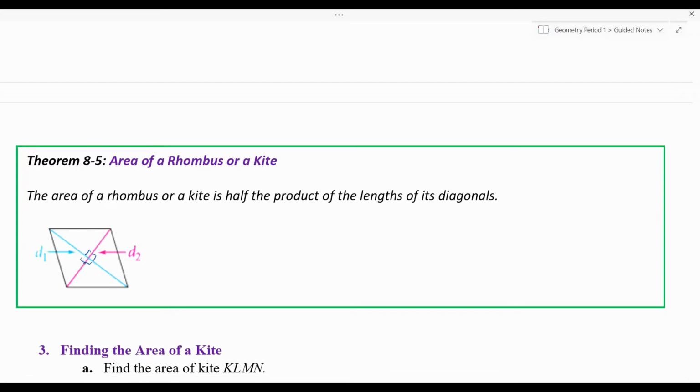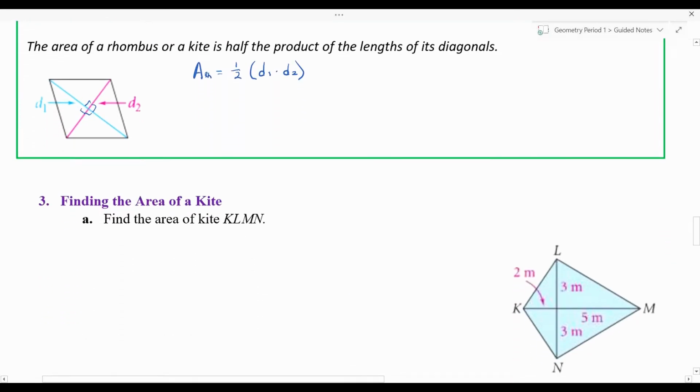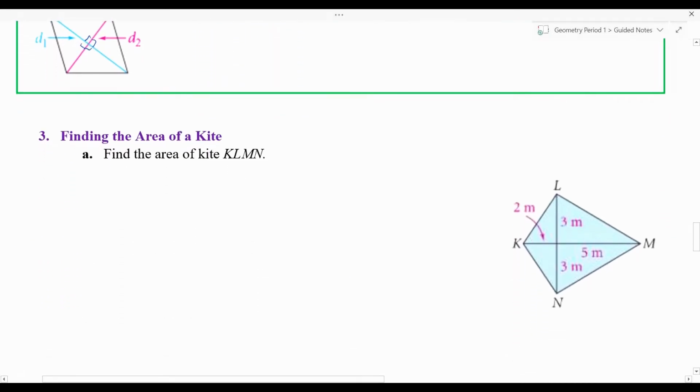So what this actually says is that the area of a rhombus, and I call this one area RH, equals 1/2 times the product of the diagonals. So we have D1 times D2. And that's the area that we can use. We can actually use this for either a rhombus or a kite. All right. Now let's take a look at our first example using this formula to put it into practice.